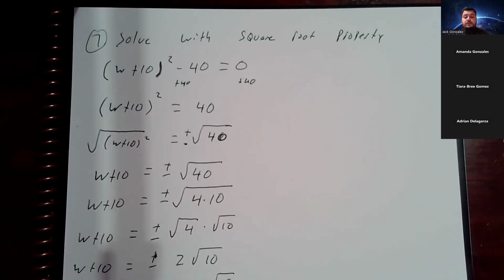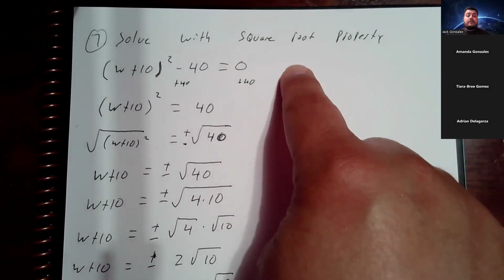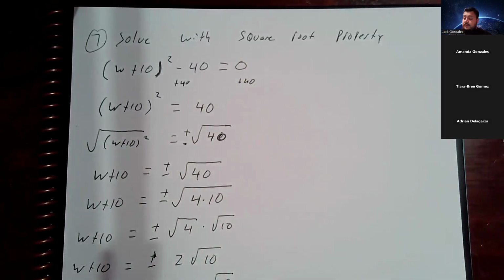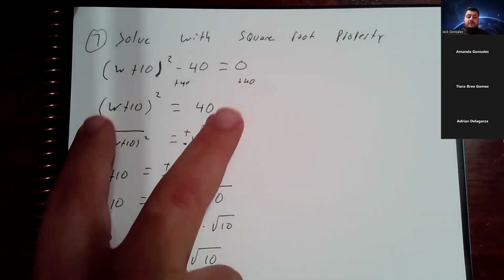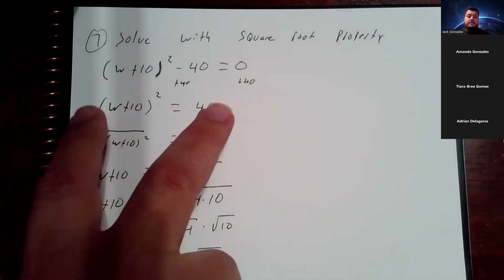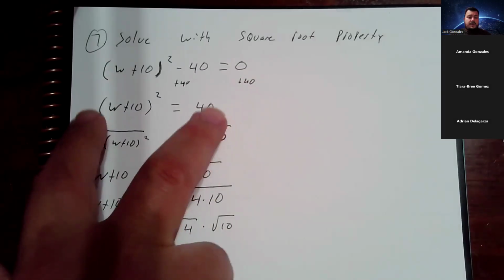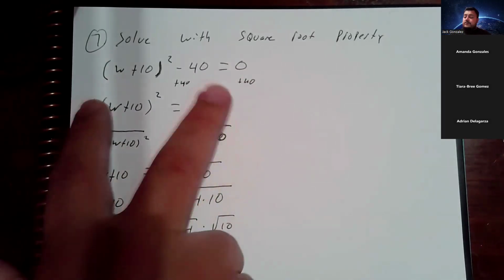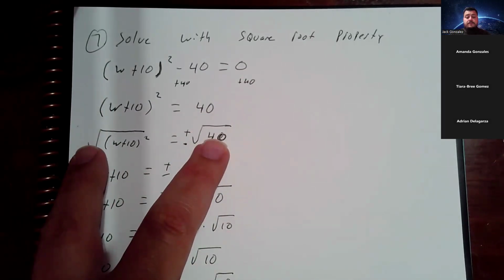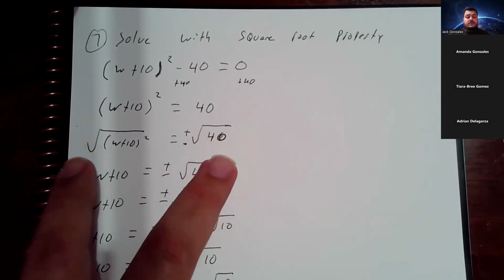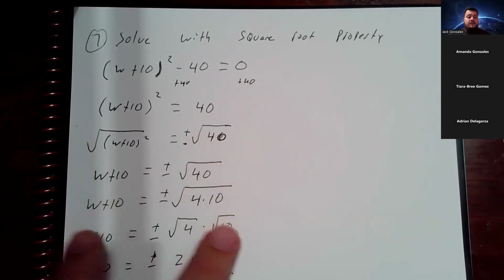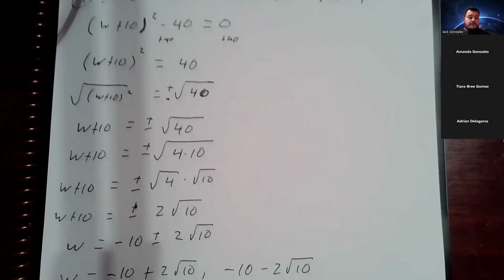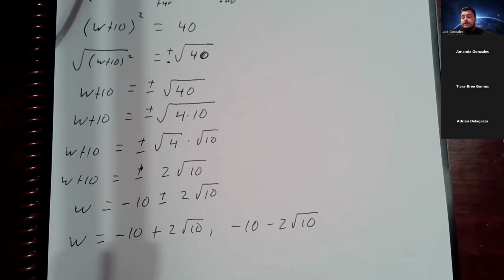So the two things to remember: if it says use the square root property, or if you think it's a good idea, make sure you only have one term on each side, or set it up so you can do it. Once you do it, don't forget the plus or minus. If you got that down, then the rest is just simplifying and moving the 10 over or whatever, solving for W.